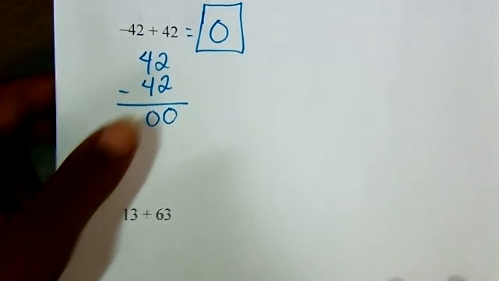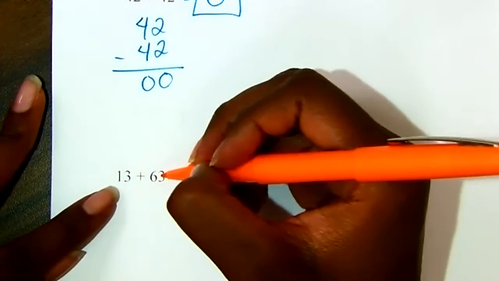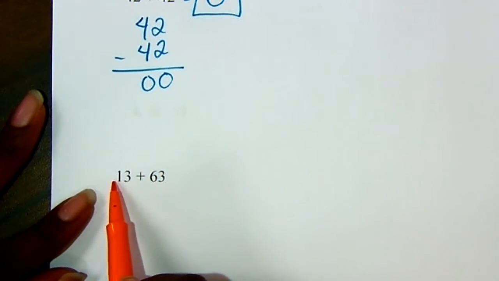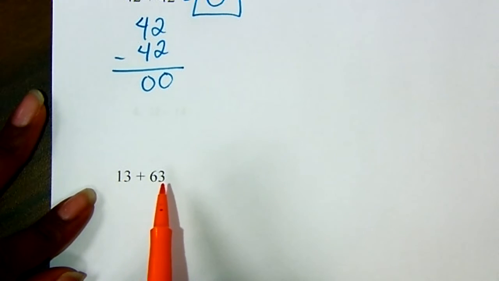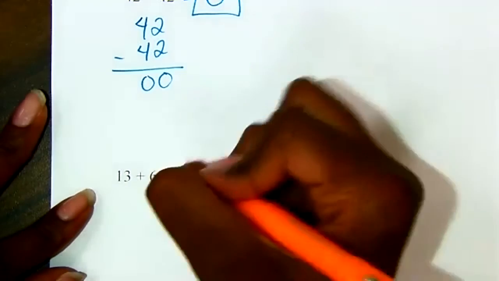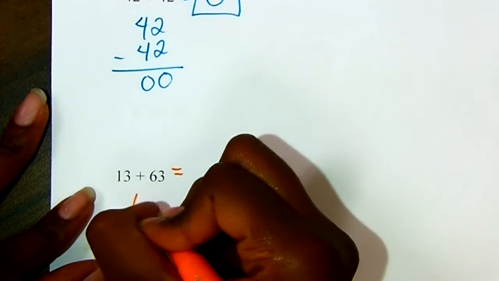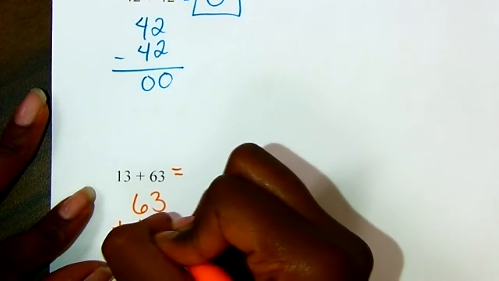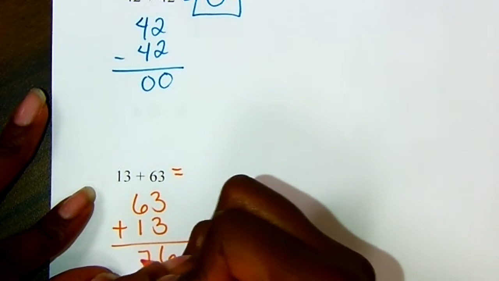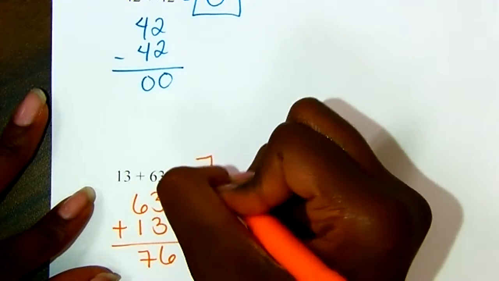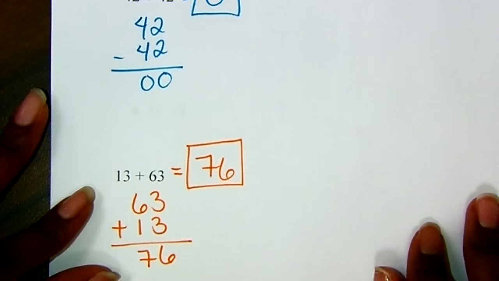Okay, our last example, we have 13 plus 63. I know when there's no sign in front of the number, it is positive. So both of these numbers are positive, meaning they have the same sign. So I'm going to keep that sign. I don't need to put a plus for a positive. And I know because they have the same sign that I'm supposed to add them, which is what this says. 3 plus 3 is 6. 6 plus 1 is 7. So 76 is my final answer.